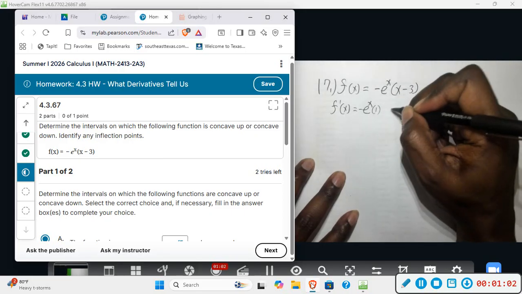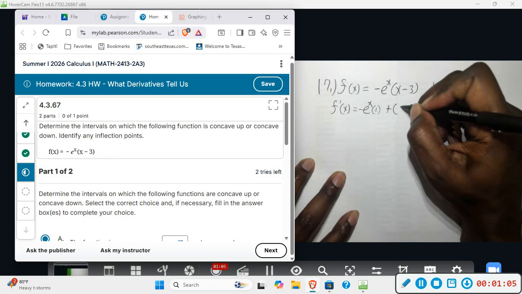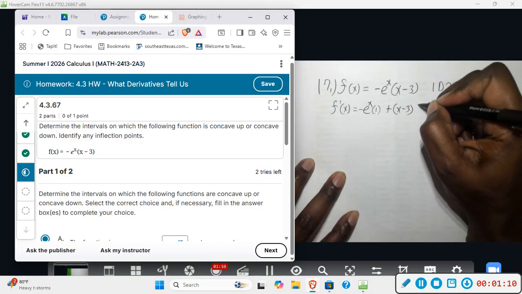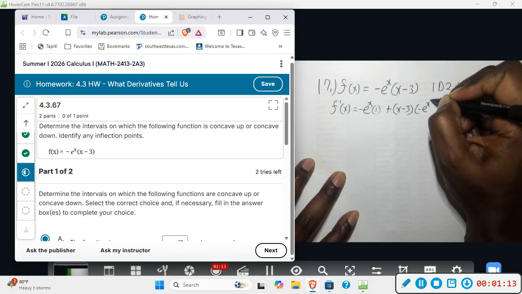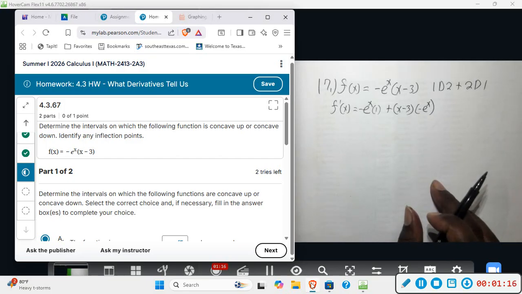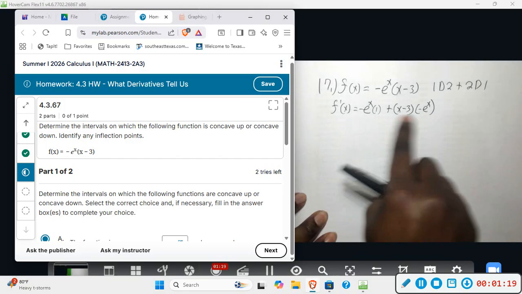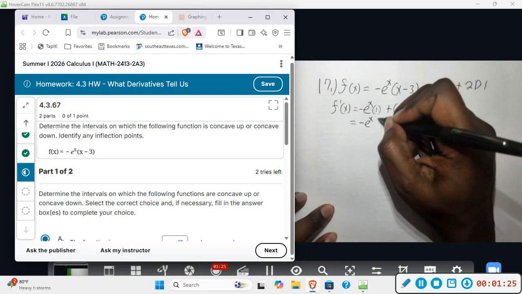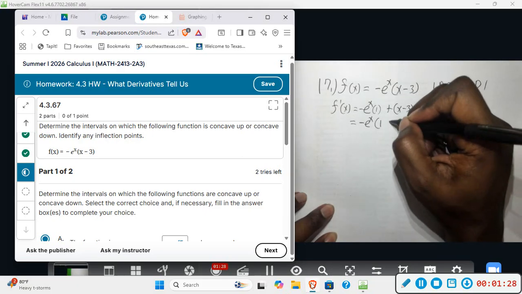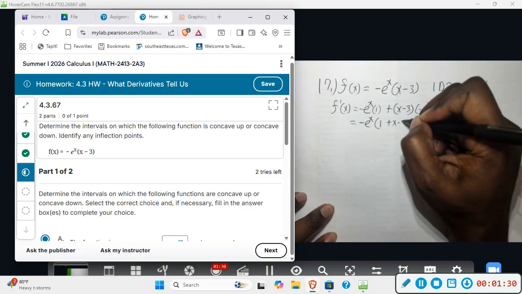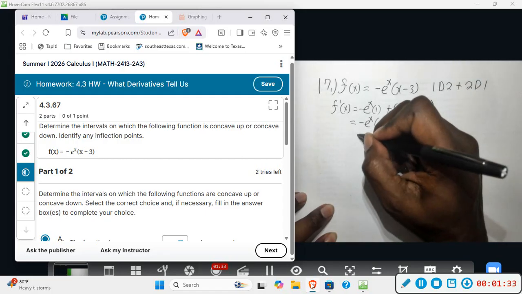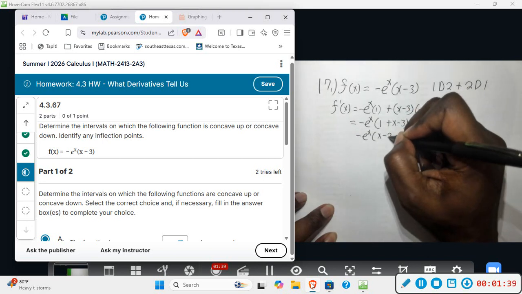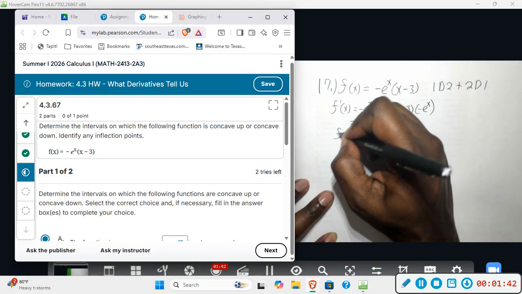times 1, and then plus the second function, which is going to be x minus 3, times the derivative of the first. Derivative of e to the x is still e to the x, and that negative constant just stays with it. From here, simplifying, I will factor out a negative e to the x from both terms. That will leave me with 1, and then plus the x minus 3, and that will simplify to negative e to the x. 1 and 3 will combine and give me x minus 2. All right, so here's f prime.